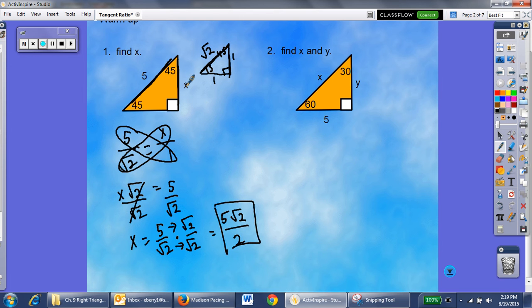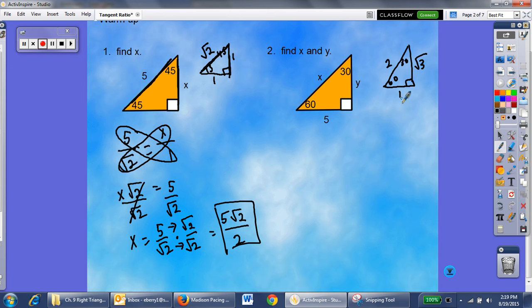Looking at number 2, we have a 30, 60, 90 triangle. So we're going to start by just drawing the mini triangle right next to it. Make sure that you're putting the 30 and the 60 in the same exact spots as the original. So remembering back to the 30-60-90 triangle, we know that the short leg is opposite 30, so this is 1, and the hypotenuse is double, so I put a 2 there. And the long leg is square root 3.